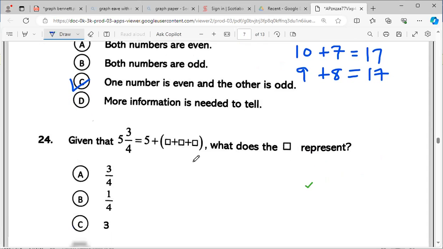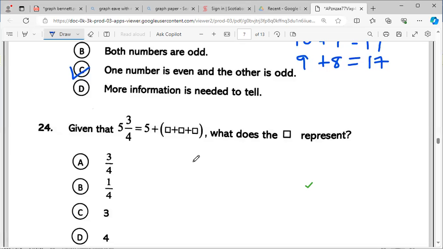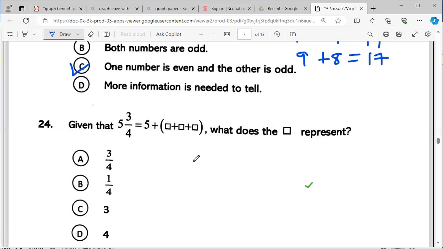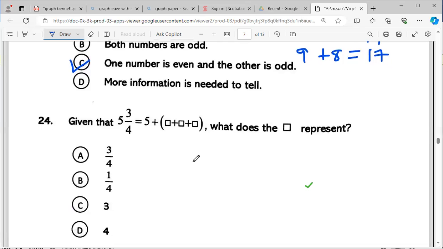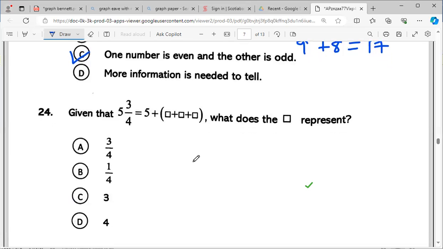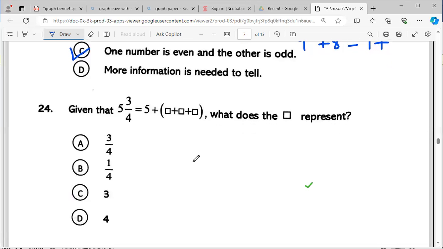24, given that 5 and 3/4 is equal to 5 plus bracket, box plus box plus box, but we call it box or square. Square plus square plus square. What does the box represent? Sir, I think the answer is B, sir. Can I explain my answer?